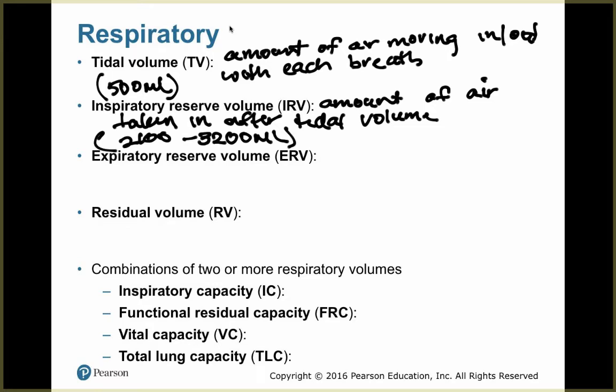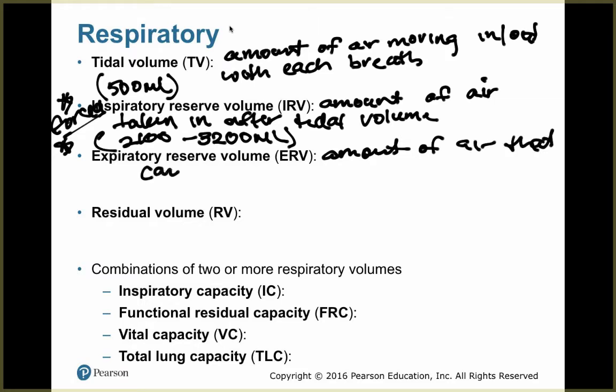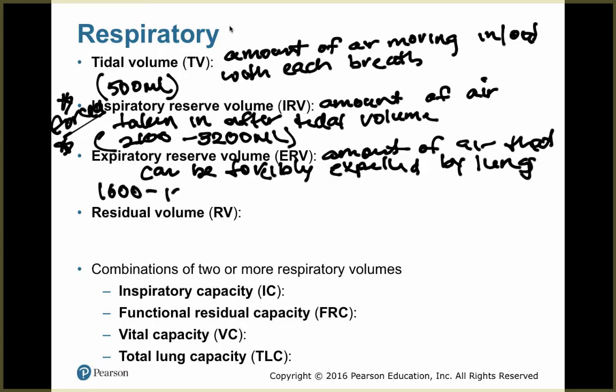Expiratory reserve volume, what do you think that is? Let's put a little mark by both of these as in forced. Both of these are forced. So this is the amount of air that can be forcibly expelled by the lungs. This is 1,000 to 1,200 mils.